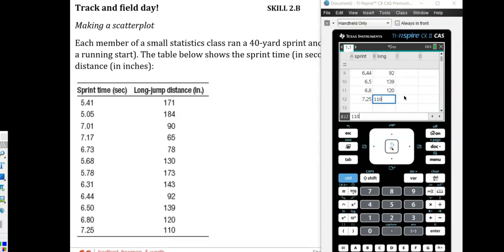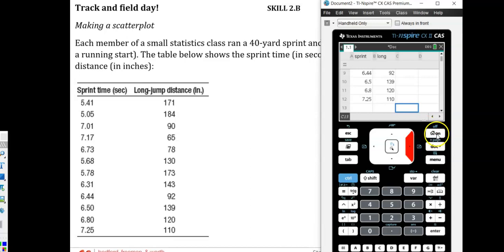So I just finished typing in, but I just want to make a point. Sometimes students get to this point and they forget to press enter on that last point. The calculator will give me a dimension mismatch if I don't press enter and get out of that cell. So I definitely want your cursor out of those cells, press enter, get out of the cell. And I've typed in all 12 pieces of data for both of them.